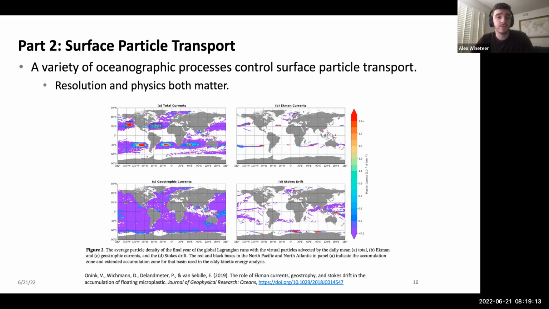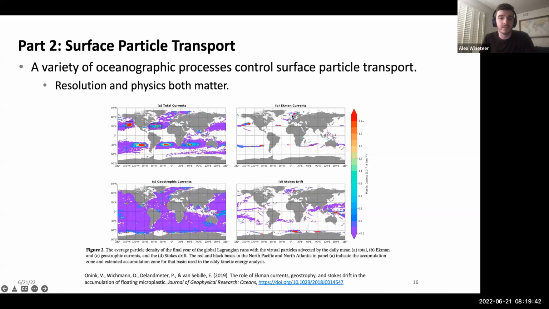So in general, the range of oceanographic processes control surface particle transport, and resolution and physics both matter. This is a plot taken from a paper by Victor Onink that looks at the transport of microplastics in the world's oceans and tries to separate between different types of currents.